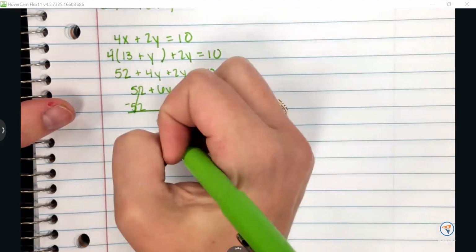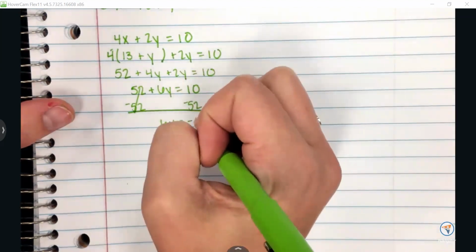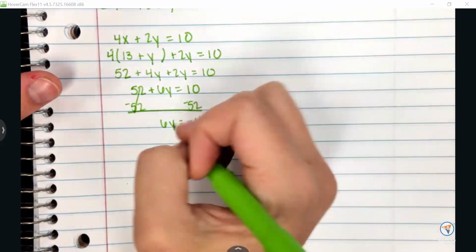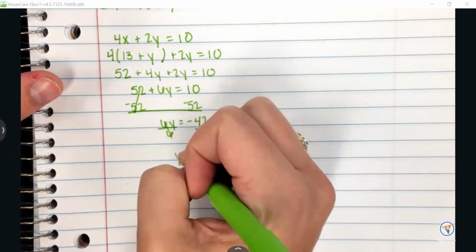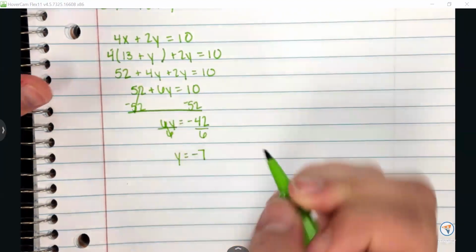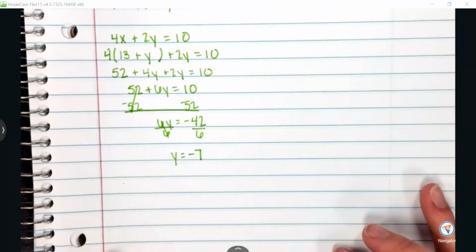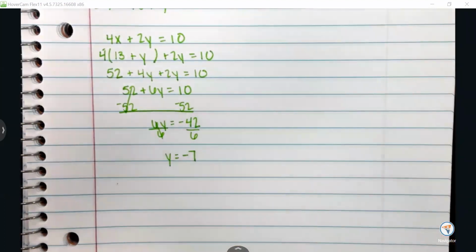So 6y would equal a negative 42. And then when I divide by 6, what will y equal? Negative 7. So now I know what y equals. I have a number. What does y equal? Negative 7.